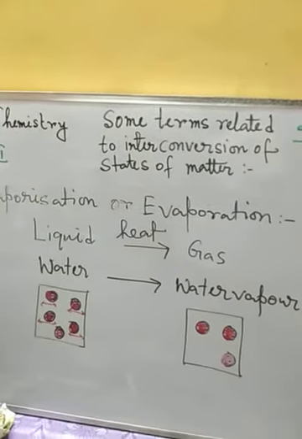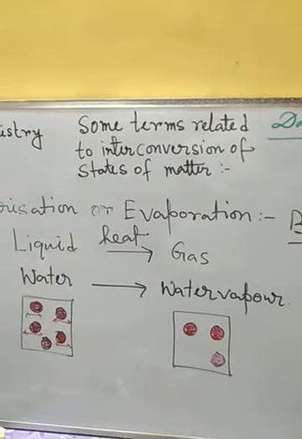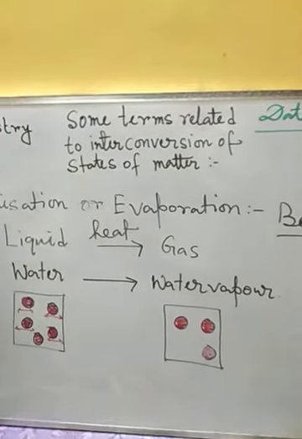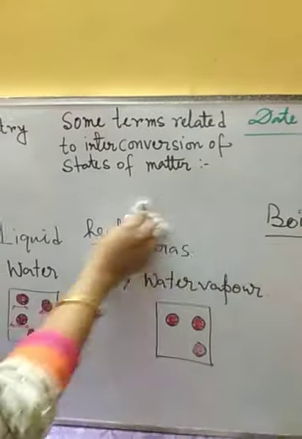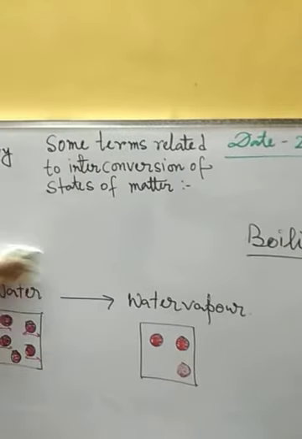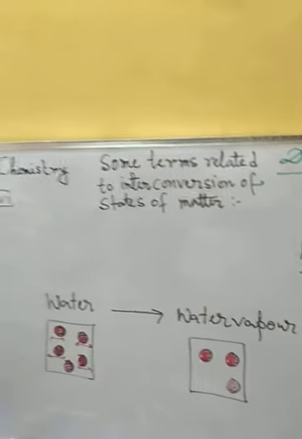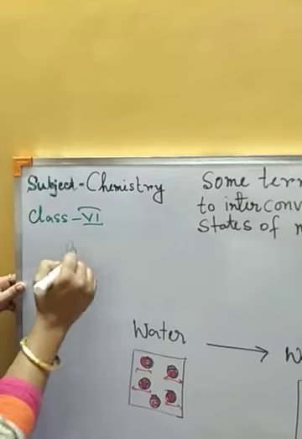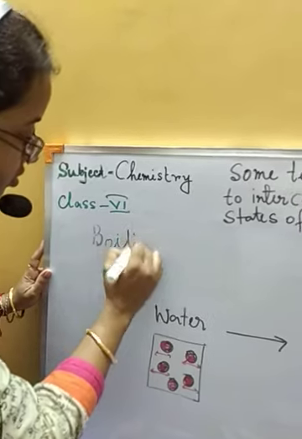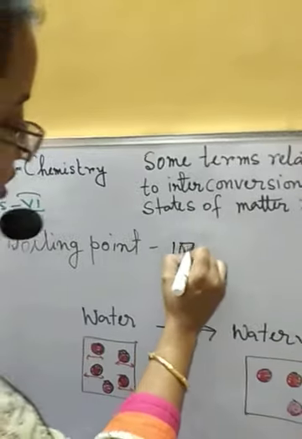As a result, the gap between them, the intermolecular space between them, increases and the state changes from liquid to gas. And at this point of time we are getting the boiling point. Boiling point is nothing but the temperature which will remain fixed during the process of boiling or evaporation. So the temperature related to this process is called boiling point. For pure water, the boiling point will be 100 degrees centigrade.